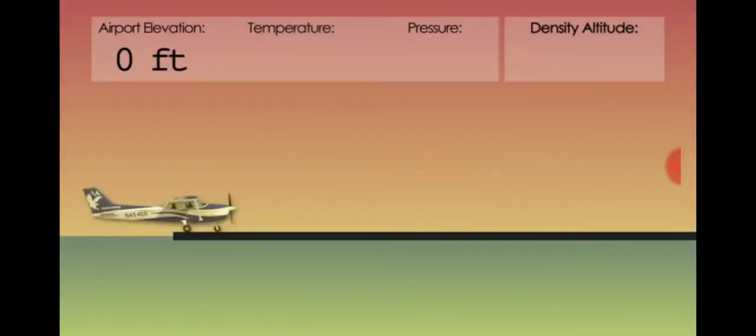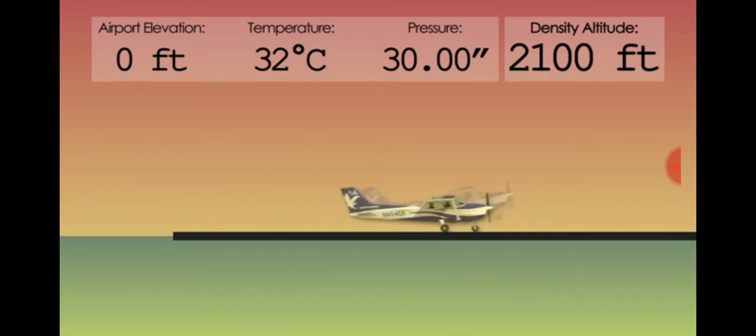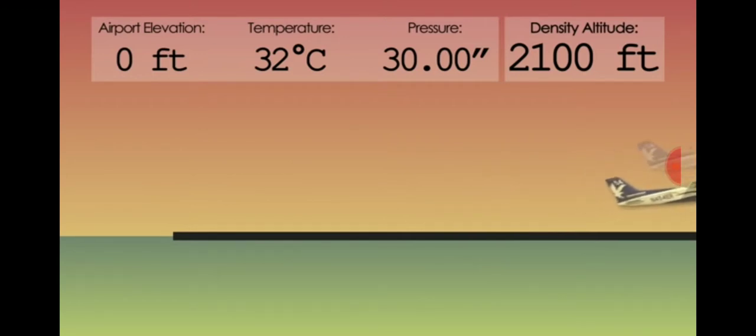For instance, if the temperature was 32 degrees Celsius and the pressure was 30 inches of mercury, this would be the equivalent of a density altitude of approximately 2,100 feet. The pilot would then know to expect the same performance he or she would get at 2,100 feet instead of sea level. This would result in the plane using up more runway to take off and having a slower climb up to the desired cruising altitude.